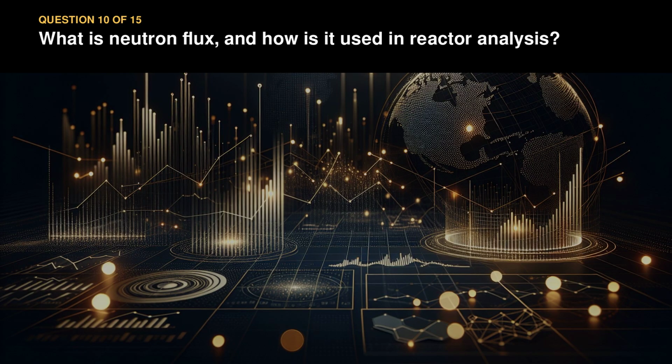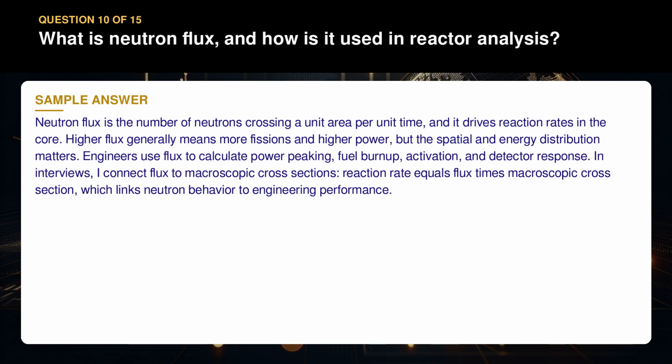Question 10. What is neutron flux, and how is it used in reactor analysis? Neutron flux is the number of neutrons crossing a unit area per unit time, and it drives reaction rates in the core. Higher flux generally means more fissions and higher power, but the spatial and energy distribution matters. Engineers use flux to calculate power peaking, fuel burnup, activation, and detector response.